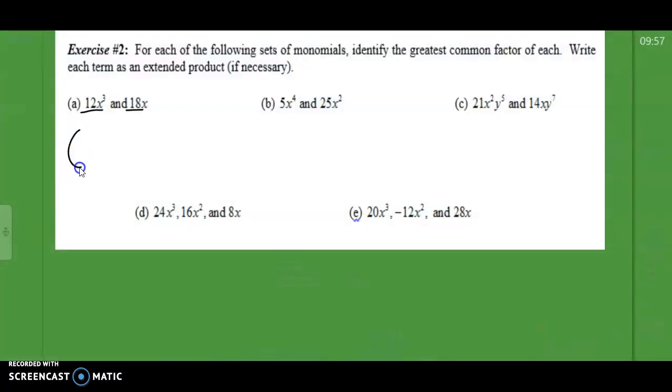So the greatest common factor is 6. Now if this has 3 x's and this only has 1 x, how many x's do they have in common? Well, obviously just 1. So there you have it, your GCF for the first one.